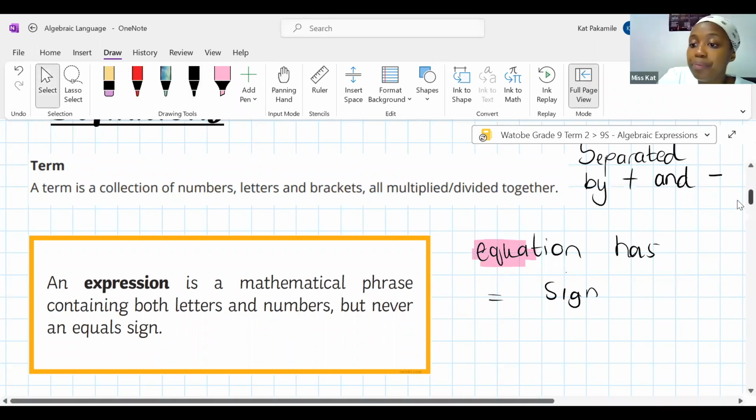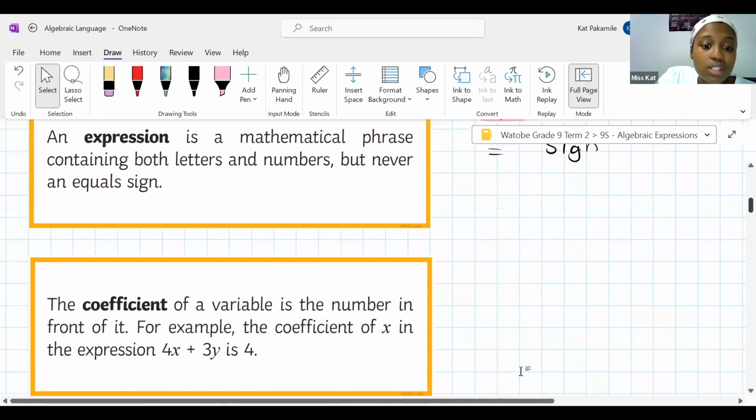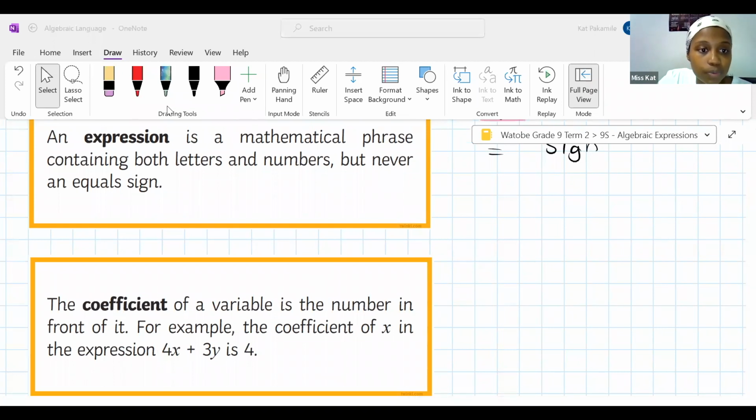I tried. Okay, next is coefficient. The coefficient of a variable is the number in front of it. For example, the coefficient of x in the expression 4x plus 3y is 4. So what is the coefficient of y in the same expression?